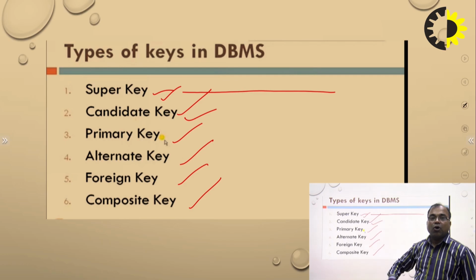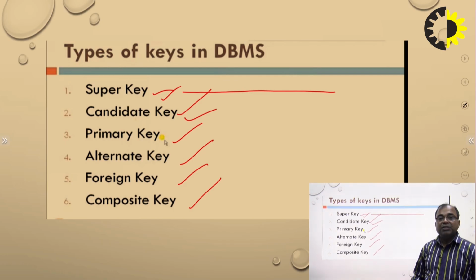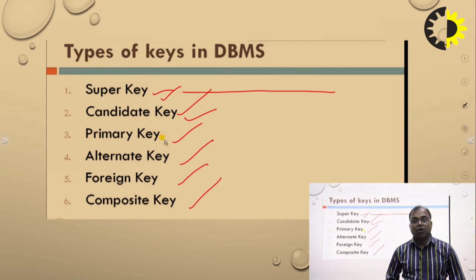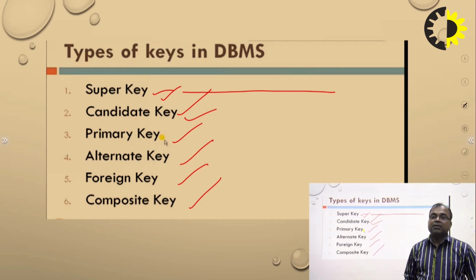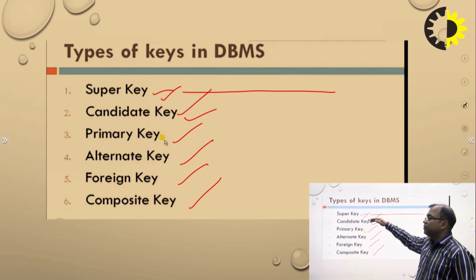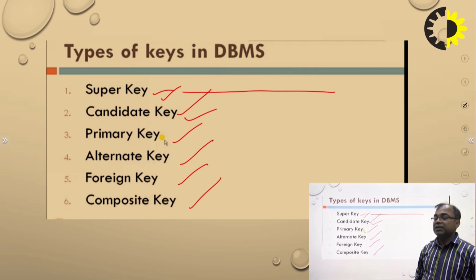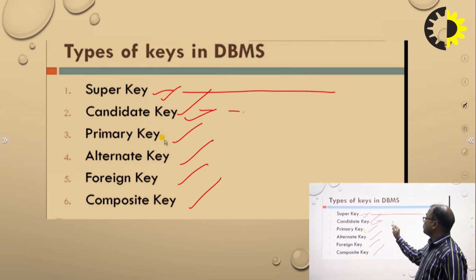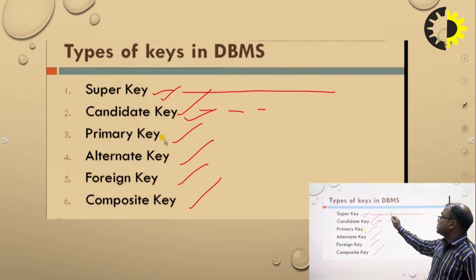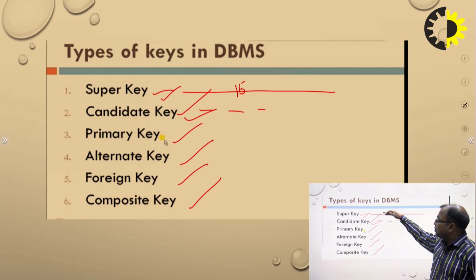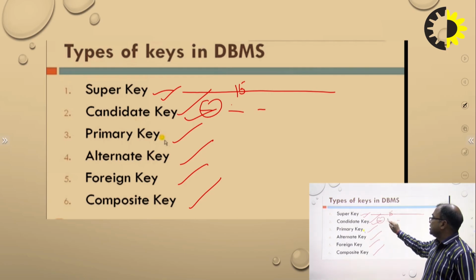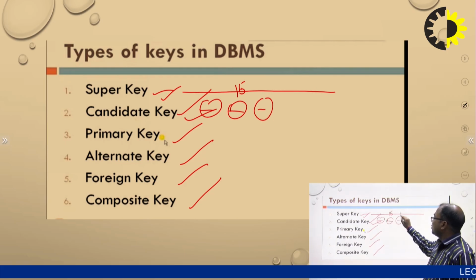Super key is all possible combinations of keys which uniquely identify the table, and the candidate key is all the minimal super keys. From the super keys we detect the candidate keys, and a minimal combination of keys is called a candidate key. Suppose we have 2 or 3 candidate keys from these 5 or 10 super keys. So we can have 3 candidate keys, we find them as minimal super keys.